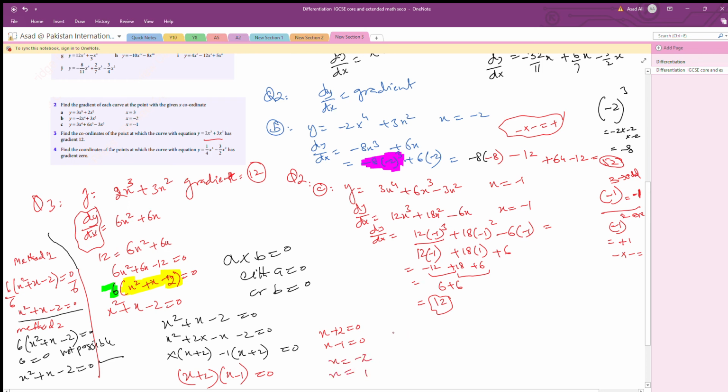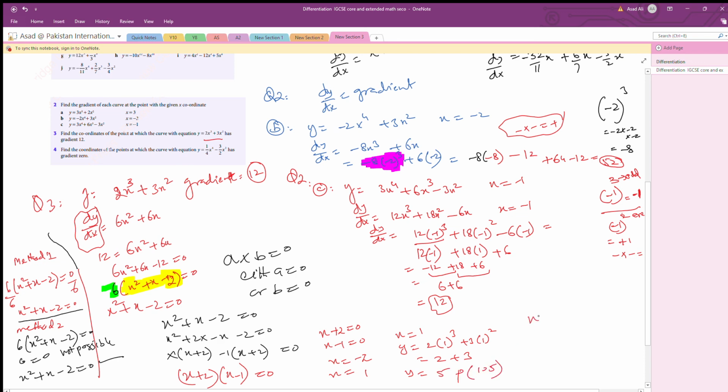So if x is equal to 1, what's the y value? y is 2 into 1 power 3 plus 3 into 1 power 2. The result is 2 plus 3. So y is 5. So the point is 1 and 5.